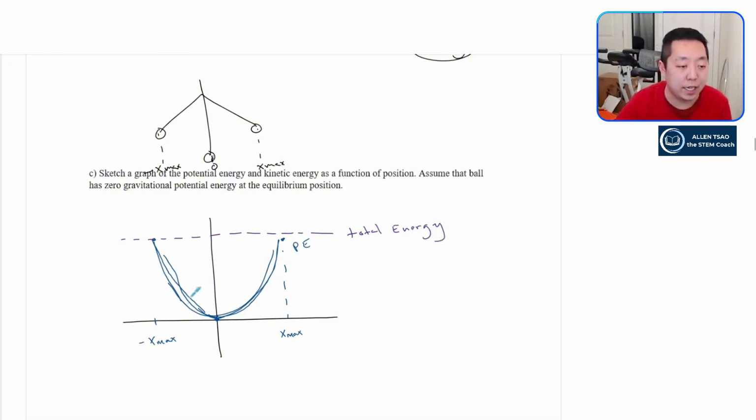So the kinetic energy actually is 0 at the endpoints and it has a maximum right here. So this is what the kinetic energy curve is going to look like. Okay, so that's a very natural thing. It's like the sum of these two curves will be this straight line because the total energy should remain constant the whole time.